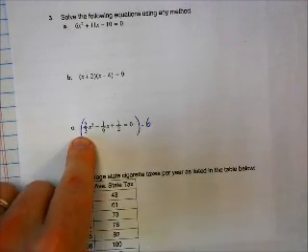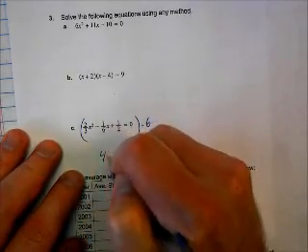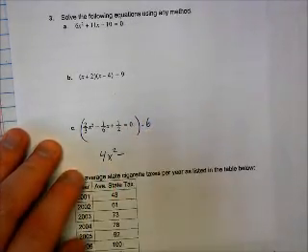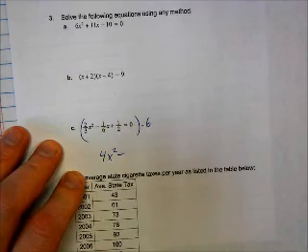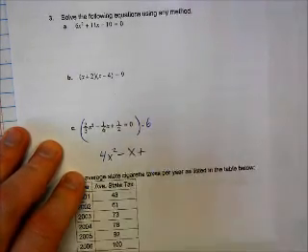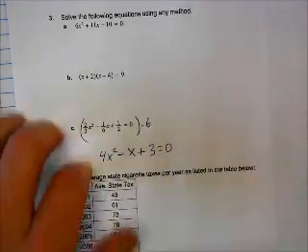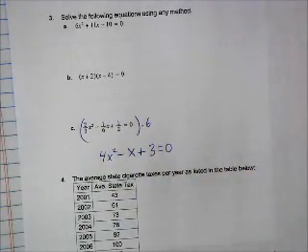What's 2/3 times 6? 4. So that's 4x squared minus, what's 1/6 times 6? 1, so that's just minus x. Plus 1/2 times 6? 3 equals 0. So that would be my first step. Get rid of the fractions. Don't mess with the fractions. Clear them out.